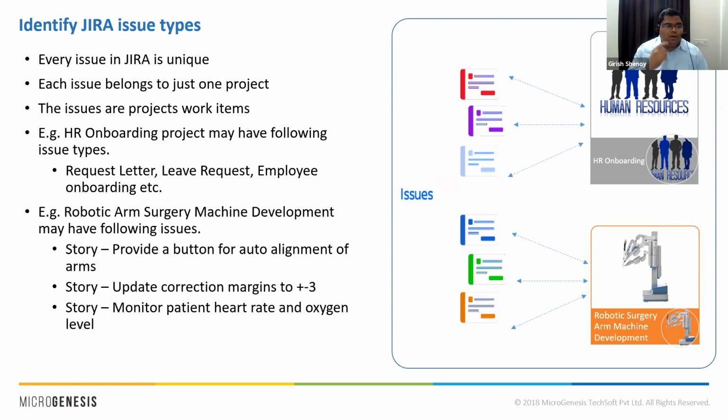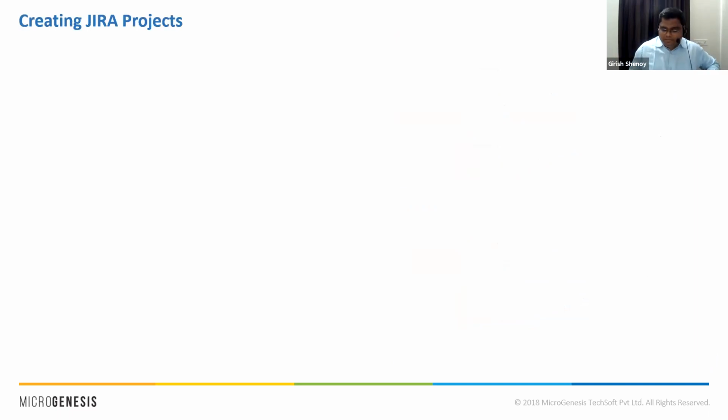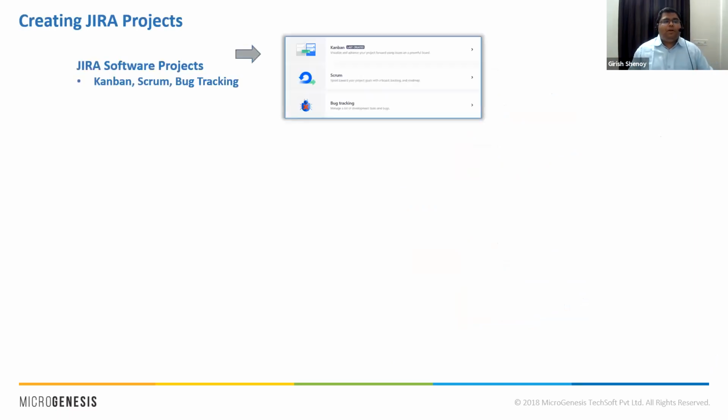Coming to a robotic surgery arm project, right? I can have a story, saying that I can write stories. For example, provide a button for auto alignment of arms. It's a requirement which can also be called a story. We'll talk about creating Jira projects. I'll talk more in my demo session.